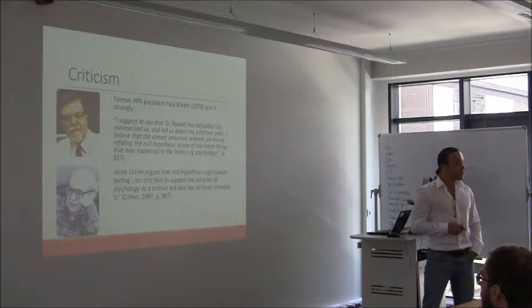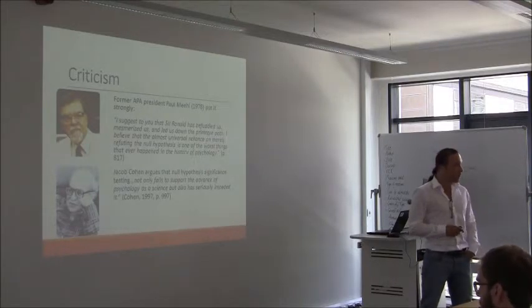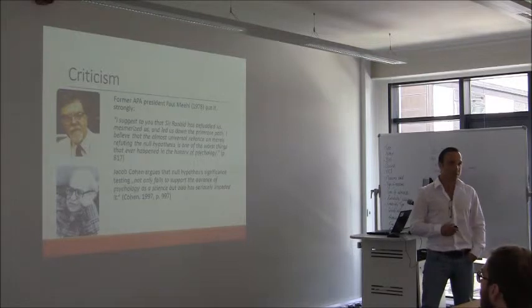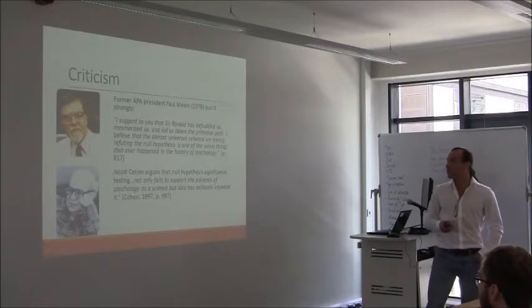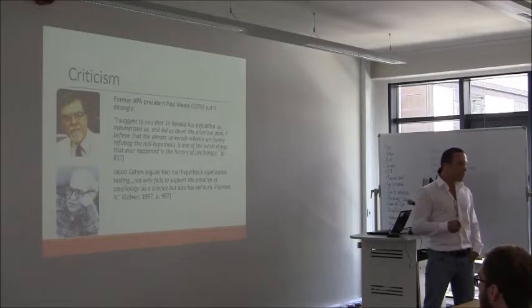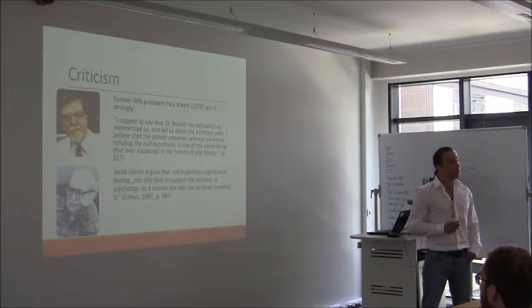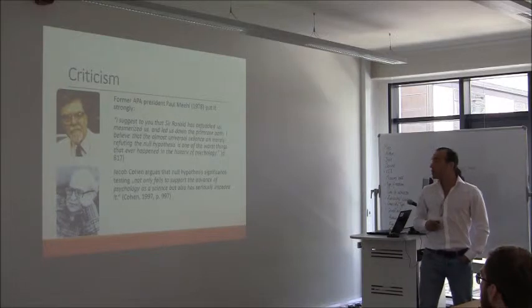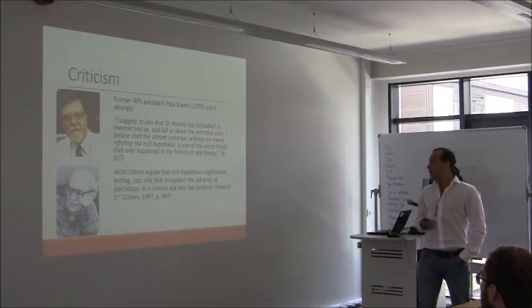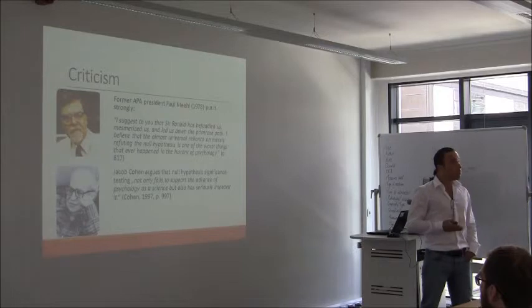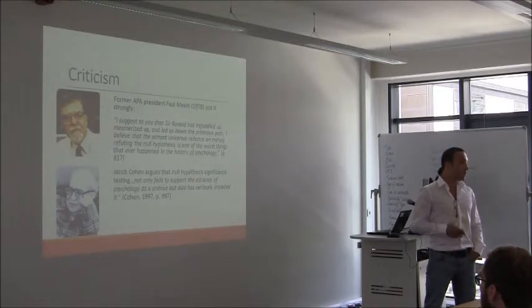So, some criticism from very famous people. It's not our point of view. This has been stated before by, for example, the former president of the American Psychological Association, Paul Meehl, who was a brilliant clinical psychologist, and he was deeply involved in philosophical issues or in the philosophy of science. He suggested that Fisher has mesmerized and befuddled us and led us down the primrose path, and he thinks that it's the worst thing that ever happened in the history of psychology. And Jacob Cohen argues not only does significance testing fail to support the advance of psychology as a science, but it has also seriously impeded its progress. So we should take these people seriously, because they have been thinking about these issues for quite some time.